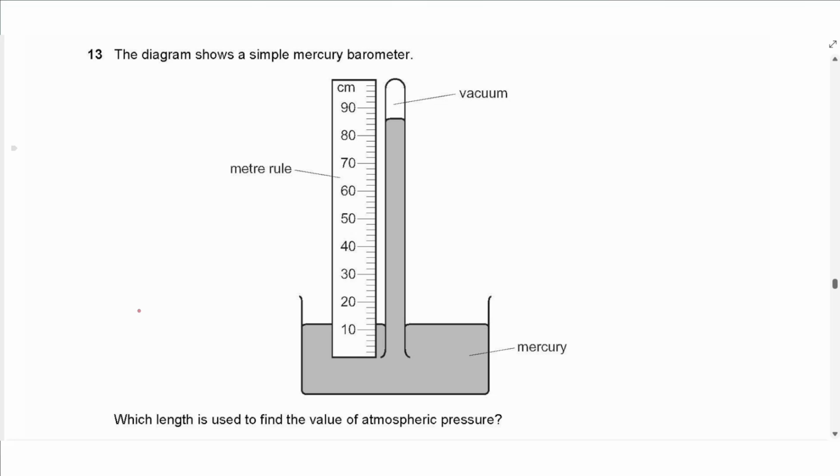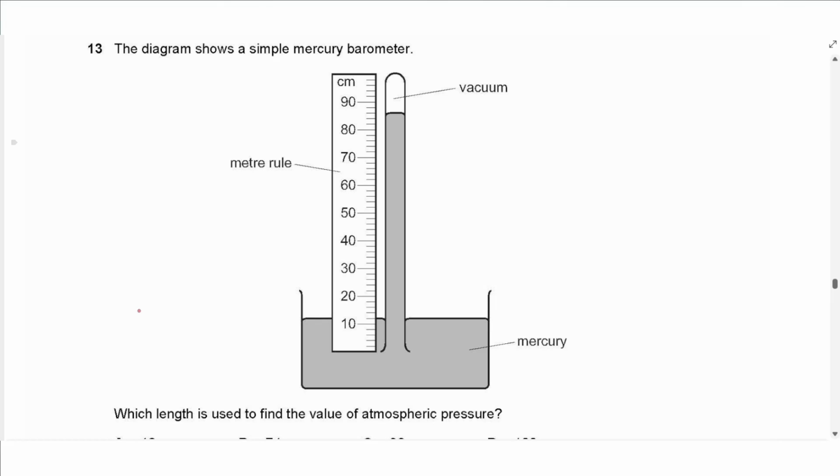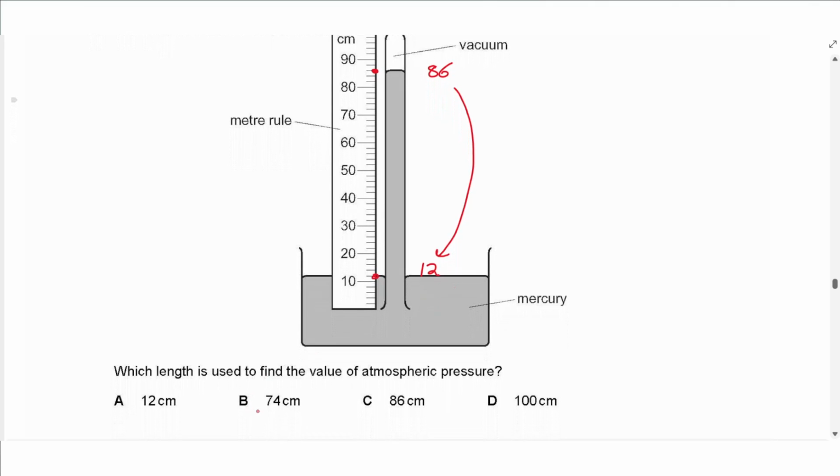Question 13 is about barometers, so you can skip this for the new syllabus. The diagram shows a simple mercury barometer. Which length is used to find the value of atmospheric pressure? So it is from the surface of the mercury in the dish, which is at 12 here, to the surface of the mercury in the tube, which is at 86. So we subtract 86 minus 12. That gives us an answer of 74 centimeters, so we choose B.